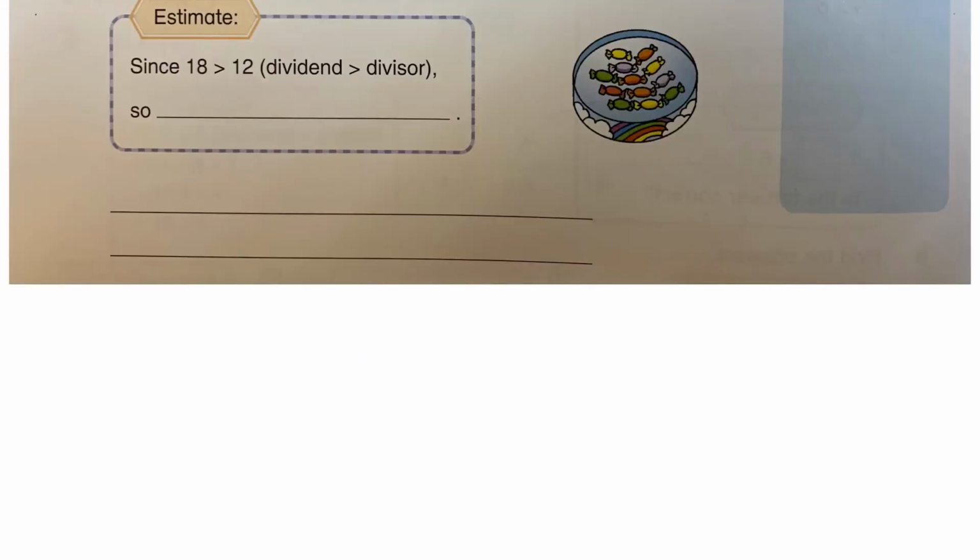And next example, mom bought a box of sweets which costs $18. One box is $18, and there are 12 sweets in the box. So what is the price of each sweet? We should divide $18 by 12 to find the price of one sweet. So now we are going to divide 18 by 12.